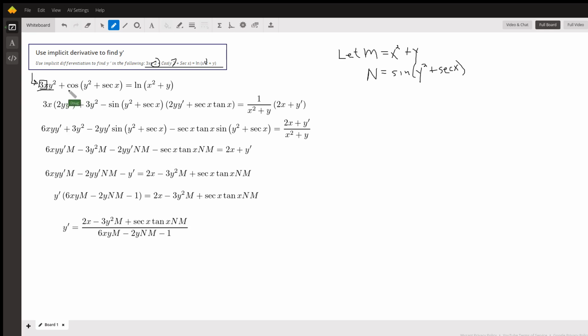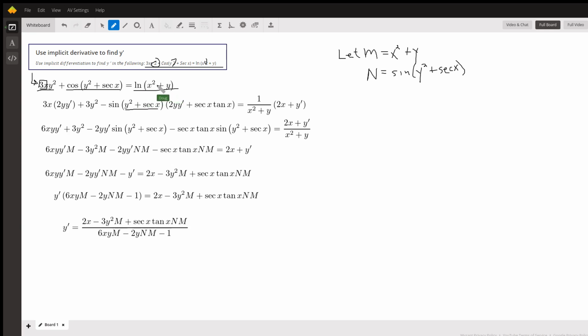And then for this term, the derivative of the cosine of anything is the negative sine of the anything. Then we have to apply the chain rule, times the derivative of the inside. So the derivative of y squared with respect to x is 2y, y prime, plus the derivative of secant is secant x tangent x.